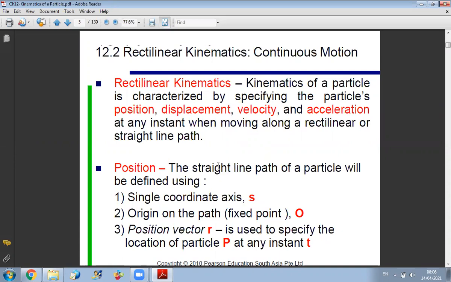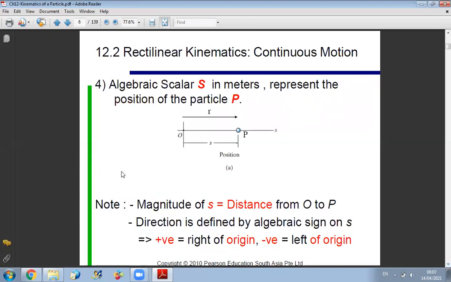We start by, in order to define position, we need to have a certain coordinate axis. So here, for example, as you can see, you need an origin. Since it's a rectilinear motion, you just need one coordinate to define it. And of course, you select a positive direction. So, for example, here the positive is to the right of O and the negative is to the left of O. So, if you have a point P moving in this direction, then its velocity is positive. If it is moving in the opposite direction, then its velocity is negative.